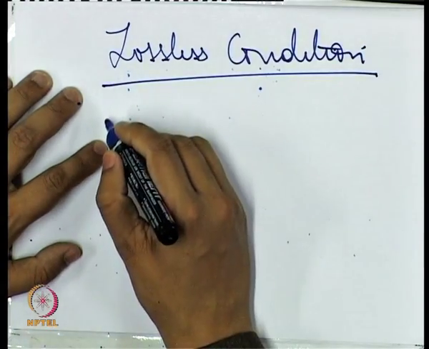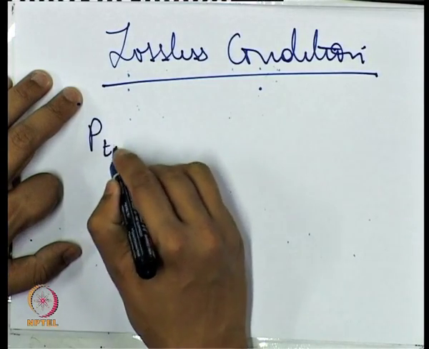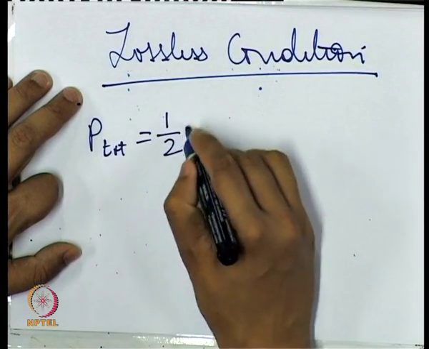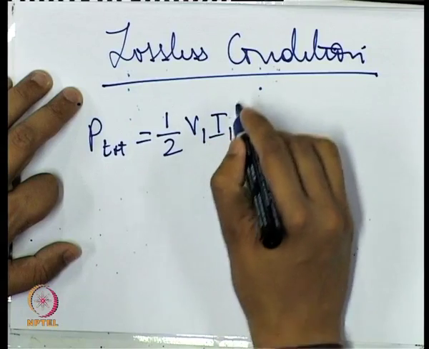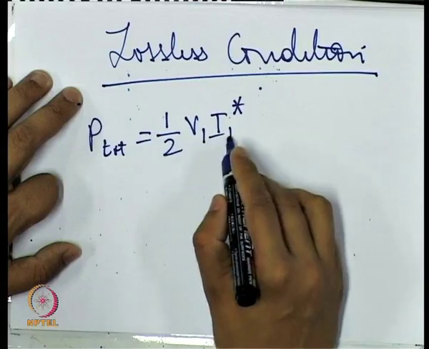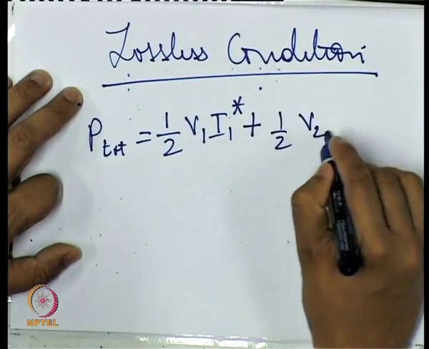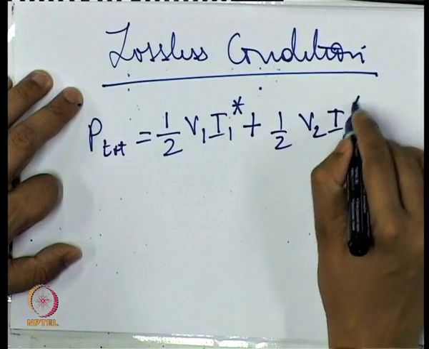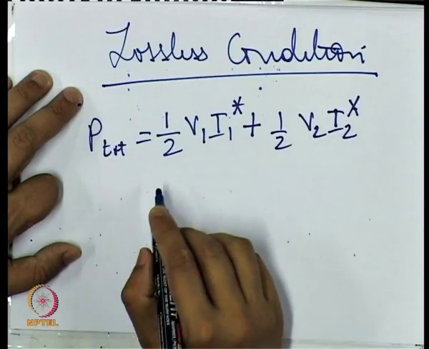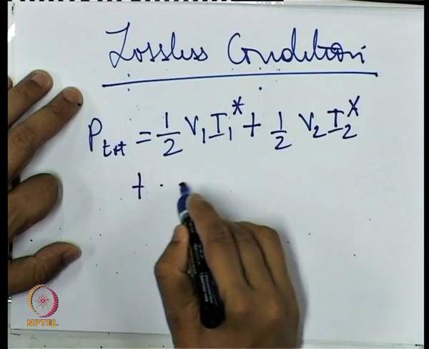Now, the total complex power dissipated by an N-port network can be given by this relationship. This is the total complex power dissipated at port 1, half V1 I1 conjugate, plus half V2 I2 conjugate. Here of course we are assuming that V2 and I2 are the peak values, not the RMS values. That's the reason we have this half symbol here.